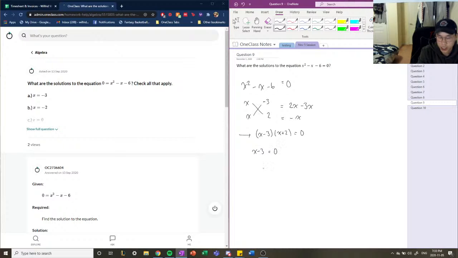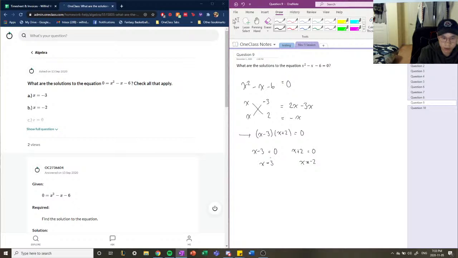What value of x makes x minus 3 equal 0? Well, if we isolate for x, we know x equals 3. What about x plus 2? What values of x will make this x plus 2 equal to 0? Well, if we move the 2 to the other side, then it's x equals negative 2. So now we have found our two solutions to the equation, which is x equals 3 and x equals negative 2.